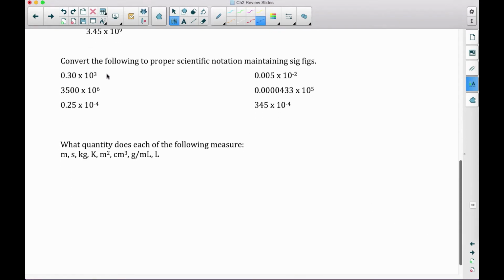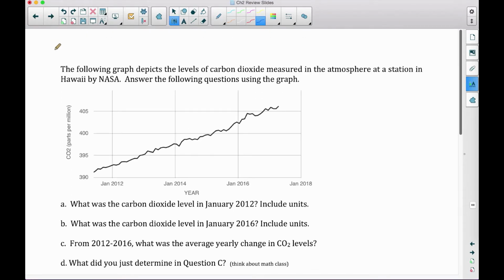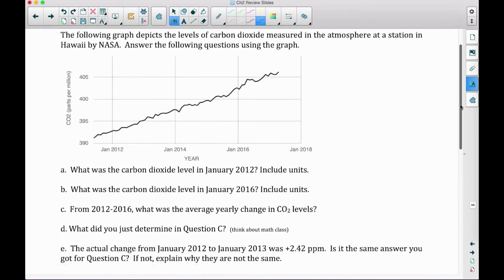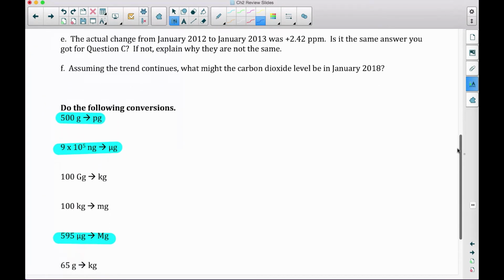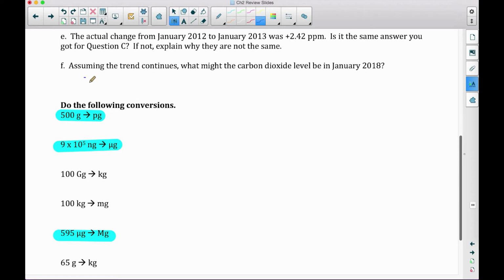All right, let's go ahead and do some actual practice problems. I think there are a few on this page that I picked out. All right, so let's do 500 grams to picograms. First step, let's start with our given, right? So 500 grams. Make space for our conversion factor.